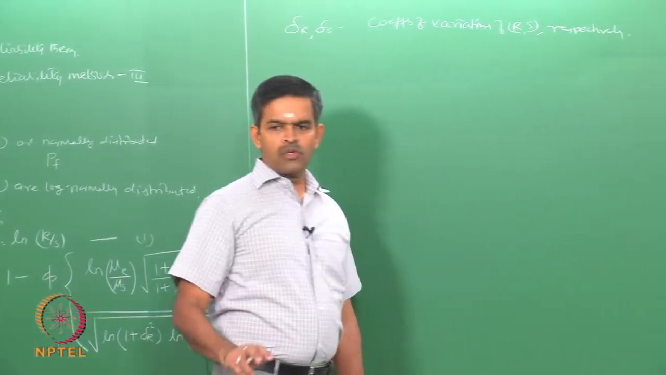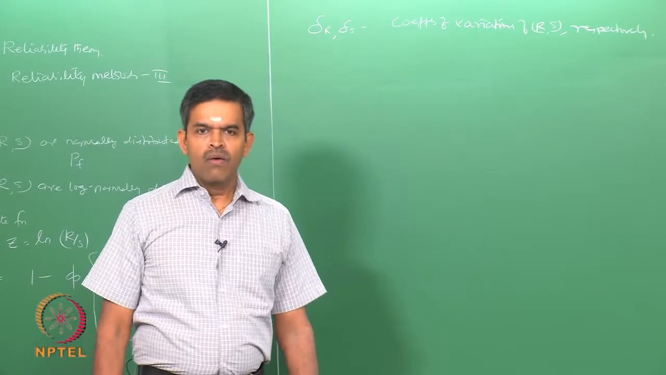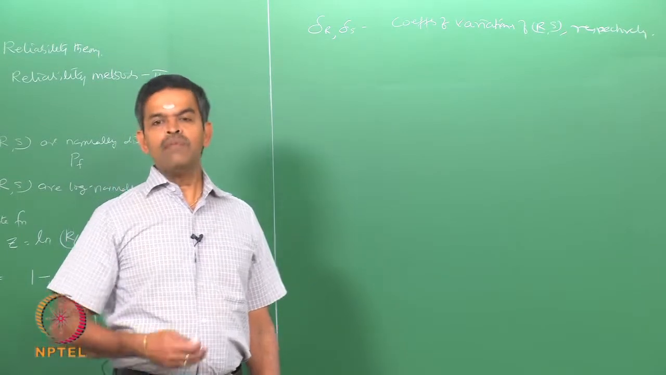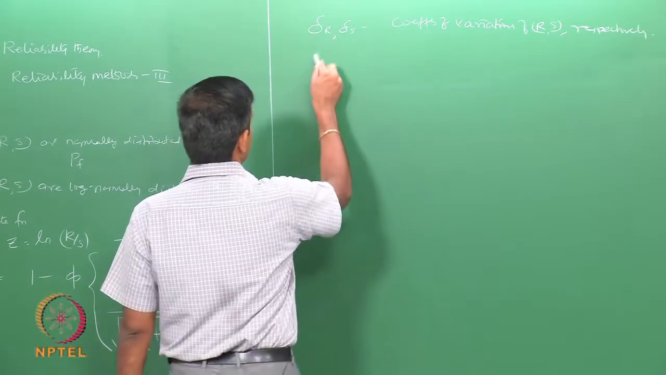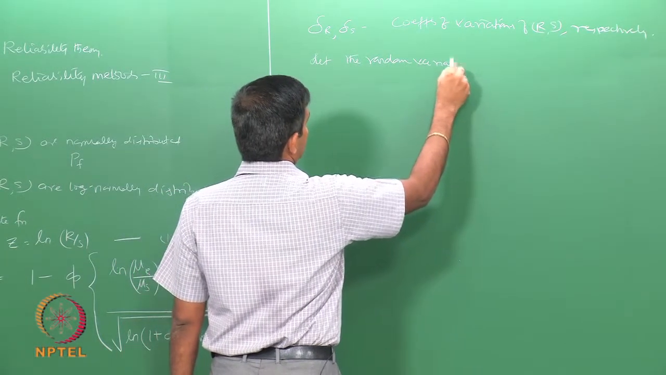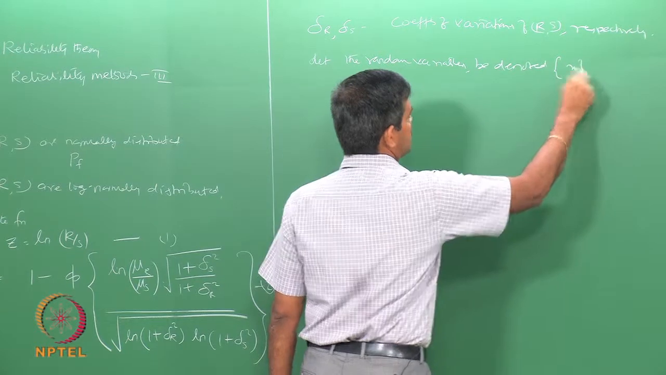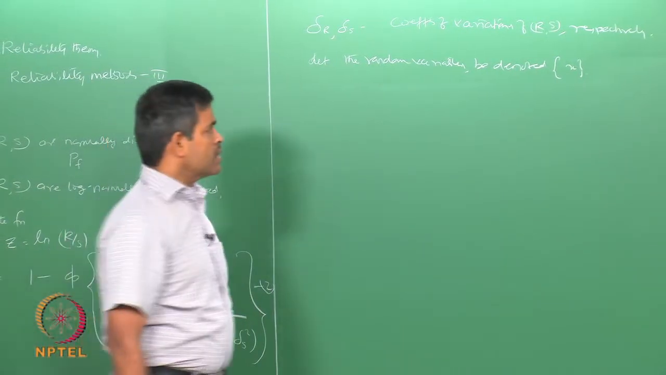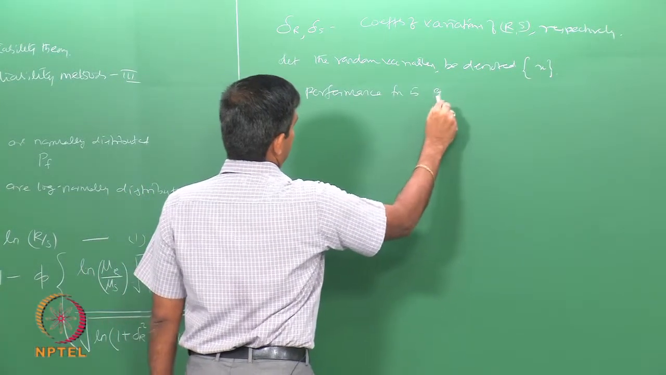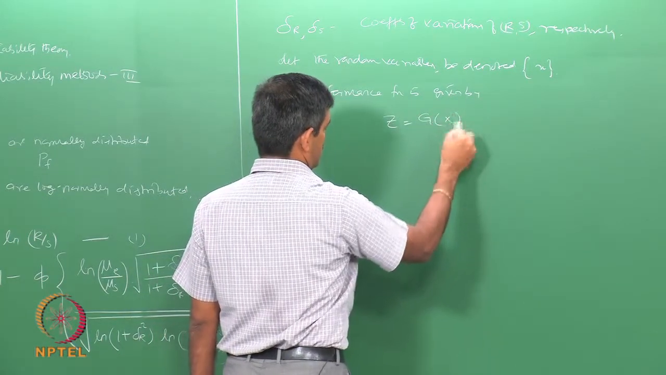Now, we have been discussing two variables R and S, maybe one is the strength and one is the load. One can also apply this in a more generic form, one can generalize this for n number of random variables. So, let the random variables, instead of 2, be denoted by a vector x. In that case, the performance function is given by Z is equal to g of x.